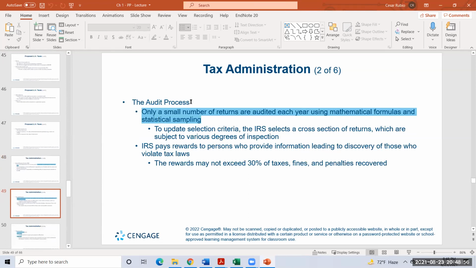The audit process, right? So most people want to know, okay, so what happens if I get audited? There's a small amount of tax returns that get audited, okay? They are randomly selected. They use some mathematical formulas and statistical sampling, and you never know who's going to get audited. It's not like some people think that, oh, my income is very small, so I'm not going to be picked for audit, right?